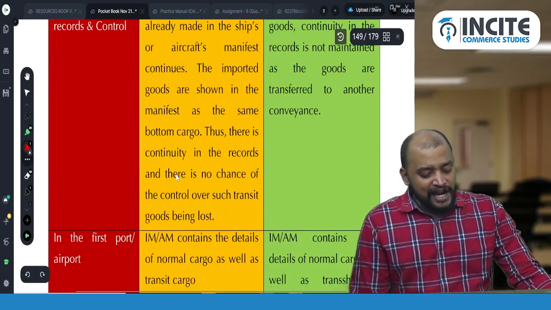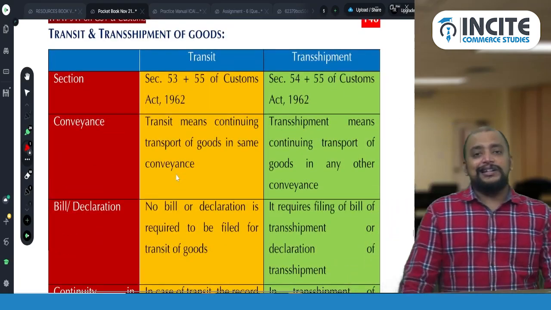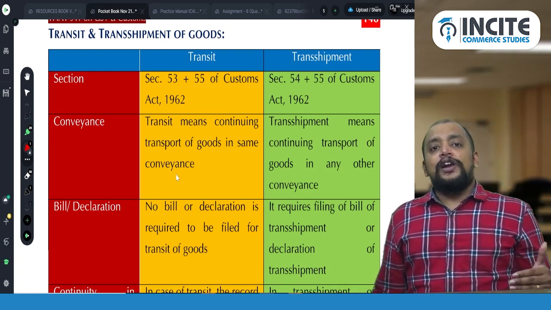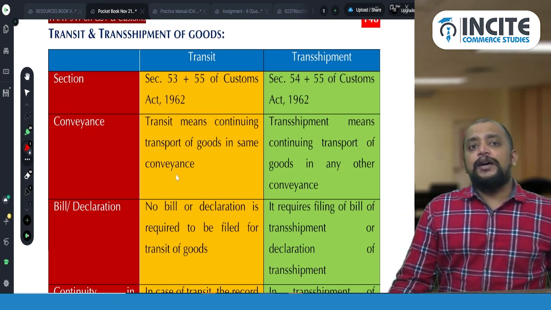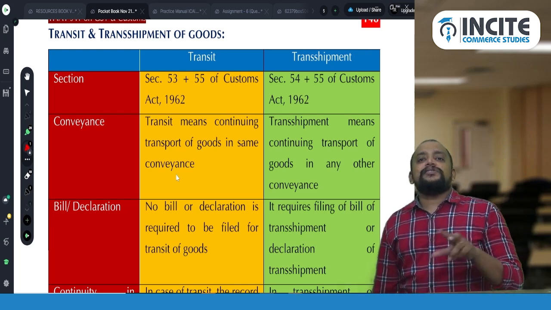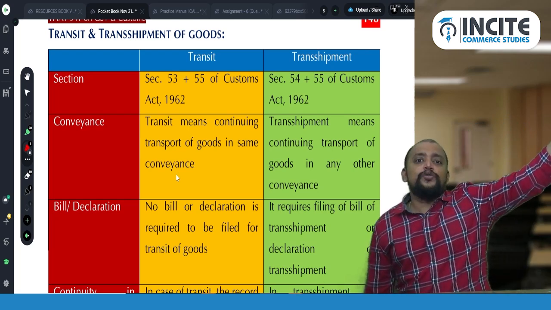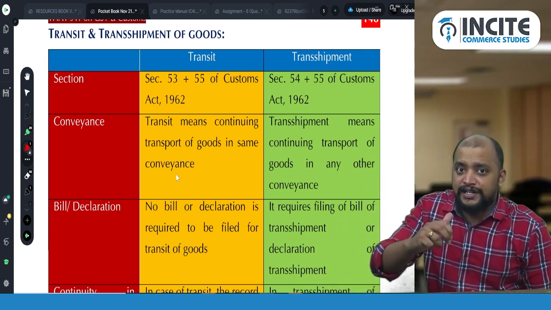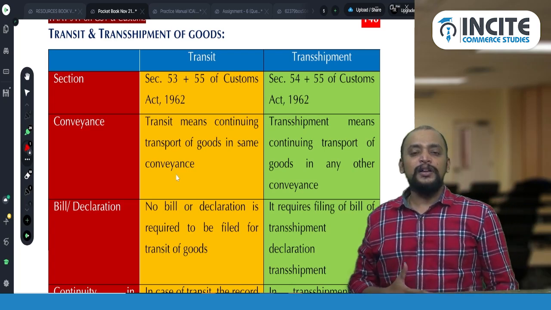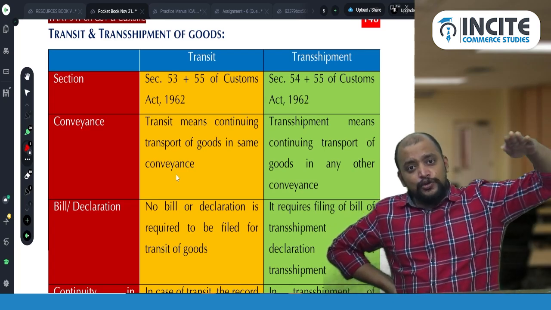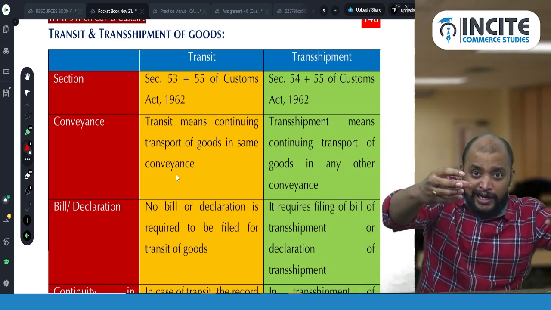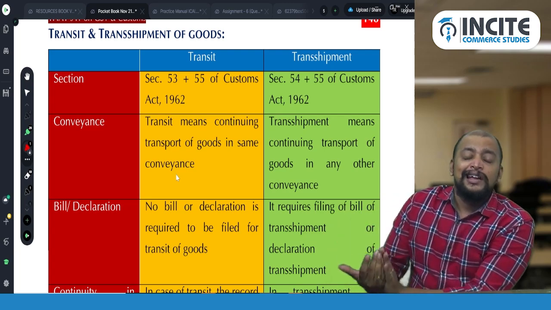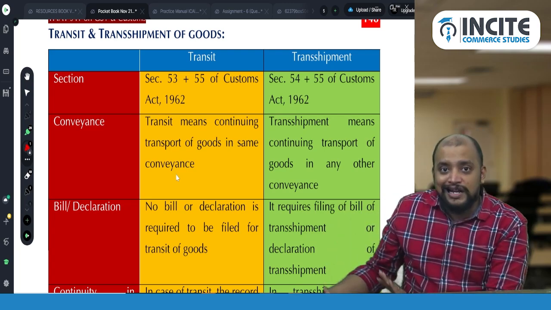Then we have transit versus transshipment. These points we already discussed, and I gave you an example if you remember. First the goods will come to Gujarat port, thereafter to Chennai port. A vessel will first come to Gujarat port, some goods will be unloaded, and the same vessel will be coming to a port in Chennai. So that is known as goods in transit.